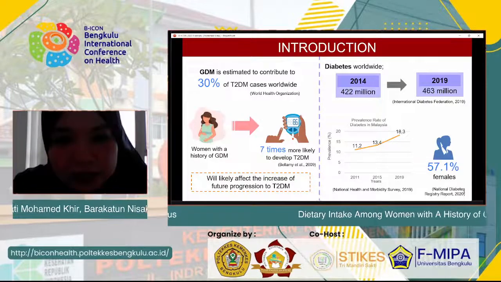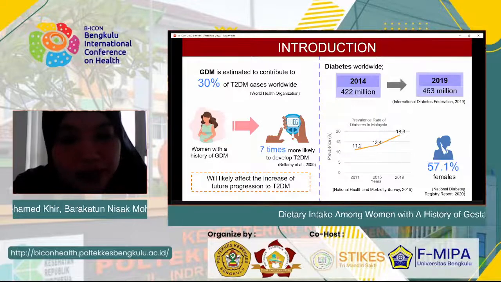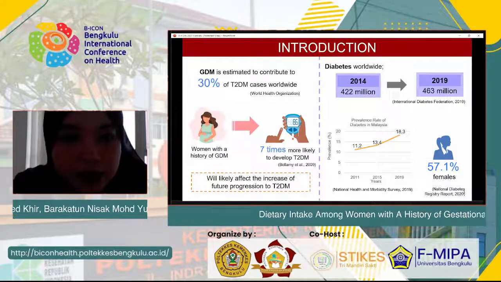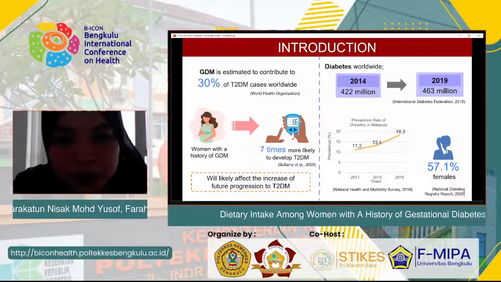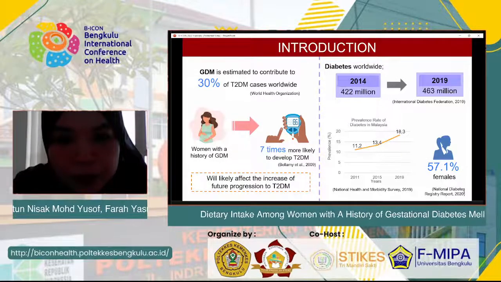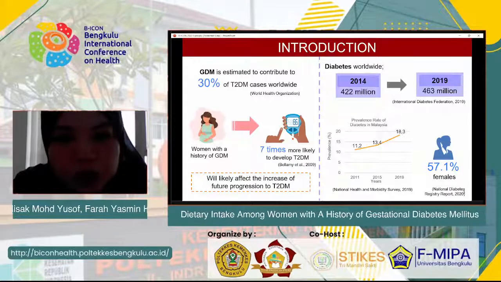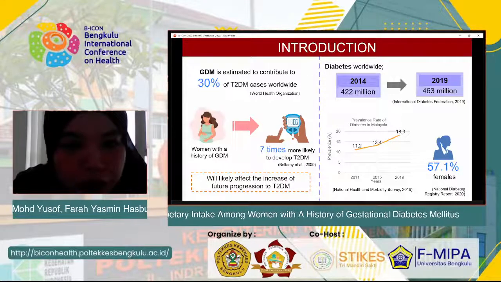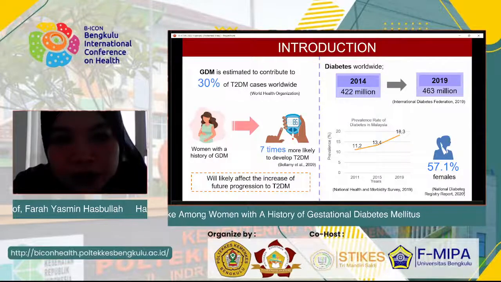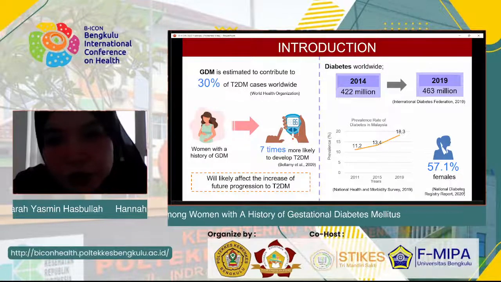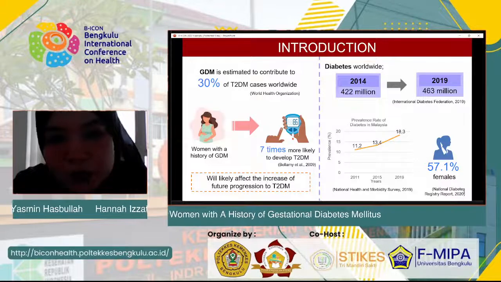In Malaysia, according to the National Health and Morbidity Survey by the Ministry of Health, the prevalence rate of diabetes in adults has increased from 11.2% in 2011 to 18.3% in 2019, in which 1 in 5 adults have diabetes, and the majority, 57.1% of these patients, were females.